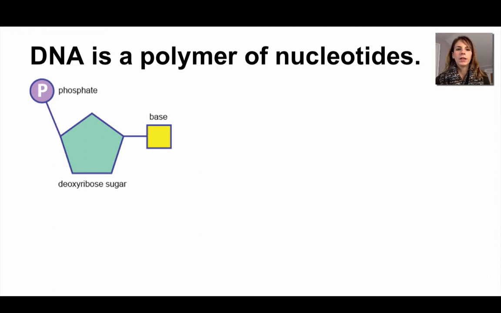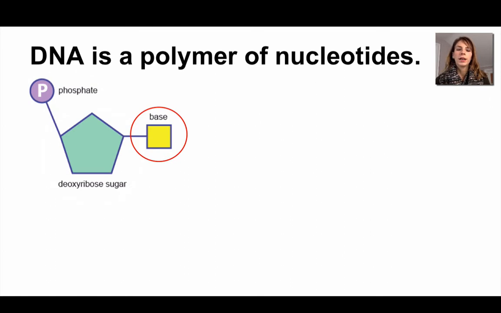Okay, so how is DNA built? Well, DNA is a polymer of what are known as nucleotides. A polymer is just a long chain that's built of smaller parts. And in this case, the smaller part is the nucleotide. And nucleotides themselves are built of smaller parts. So a nucleotide has three main parts. It's made up of a phosphate group, a 5-carbon sugar known as deoxyribose, and then it has a base.